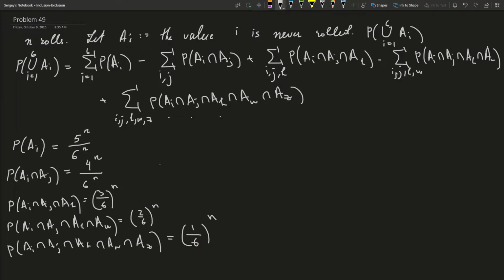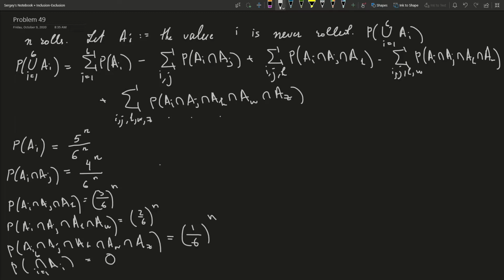And just to make the point clear, if we were to look at the probability of the intersection of all 6 of these events, then this probability has to be 0, because every roll of the die has to land on something. One of the 6 values has to appear. So this probability is 0.